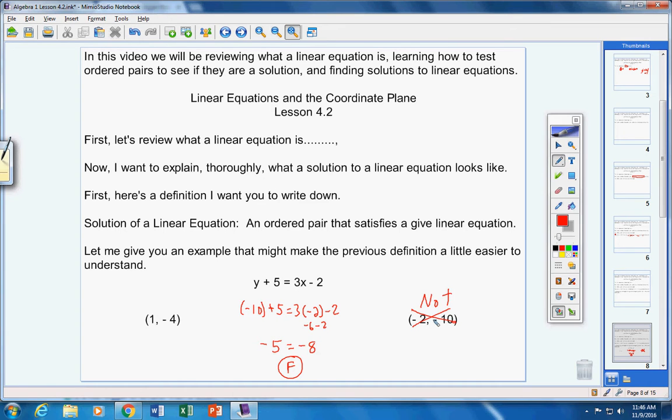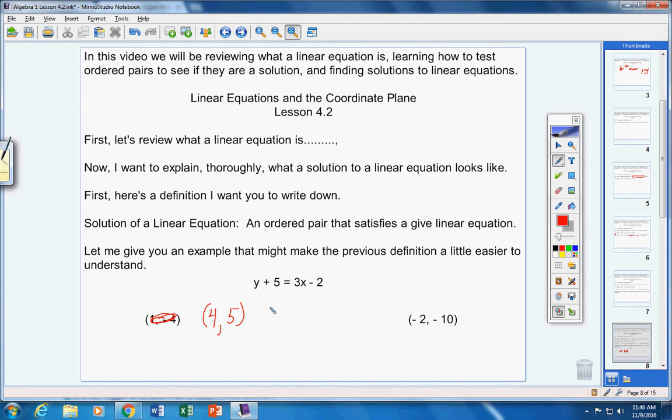By the way, I said this about a minute ago. There can be more than one solution to these, okay? There can definitely be more than one solution to these. For example, this ordered pair right here is a solution. Real quick, put a 5 for the y.